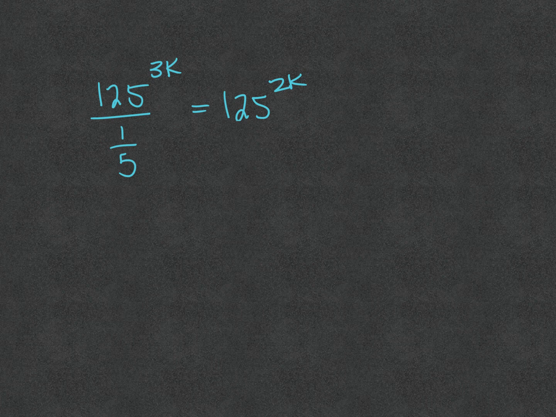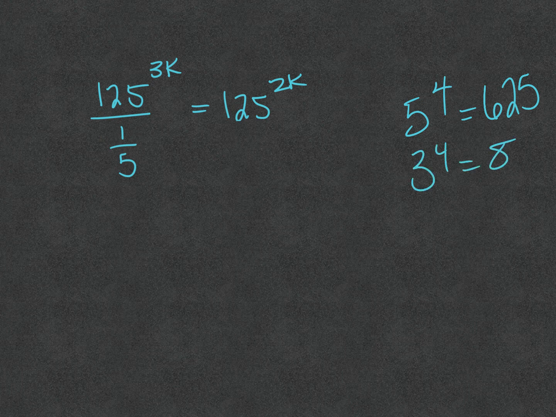In order to be successful using this method, you have to have some basic knowledge of your powers. What do I mean by powers? Something like 5 to the power of 4, which is 625, or 3 to the power of 4, which is 81. These little basic things make you successful in doing those types of problems, because then you start recognizing those numbers. It's like, wait a minute, 125.